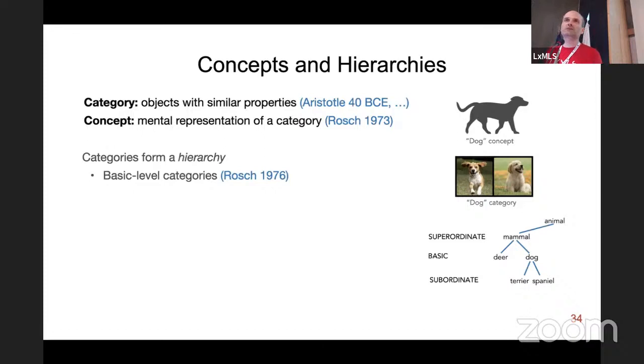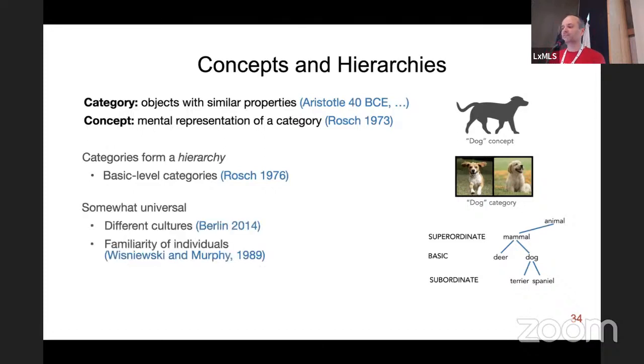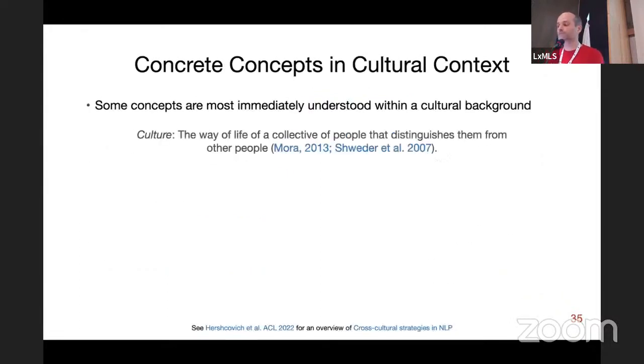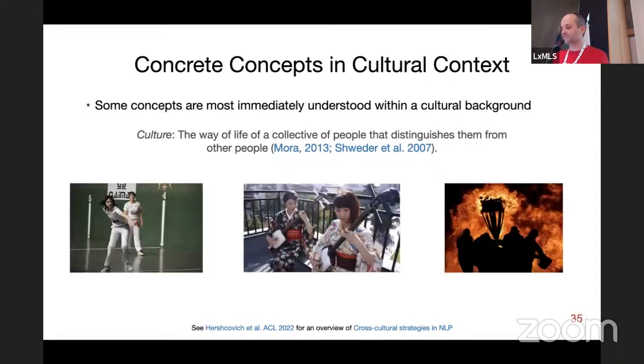They just said it was unusual. And that these concepts are somewhat universal, but there are different relationships through different cultures. And there's also familiarity of individuals playing a huge role here. And so we can maybe take some kind of definition here to say that culture is the way of life of a collection of people that distinguishes them from others. And that some concepts are most immediately understood within these types of cultural backgrounds.